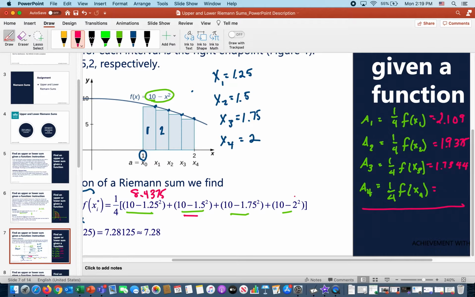This last one here is going to be 10 minus 4, which we said was 6, and we're going to divide 6 by 4. That last area is 1.5. Now, if I add all these values up, I'm going to have 1.9375, right? So I've added the first 3. I'm going to add in that last one plus 2.109. My estimate comes to 7.2809, which is really, really close to what we got right here, right? 7.28.